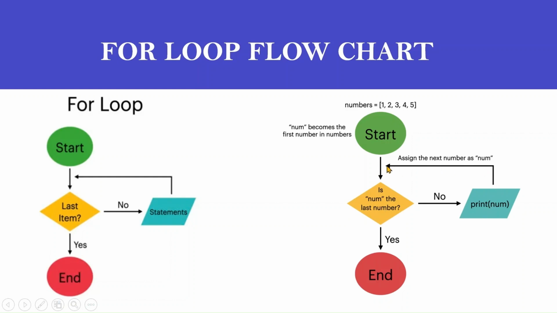Again you take the last one, that is 5, and you find that the number is the last number. Then you need to stop the execution, right?